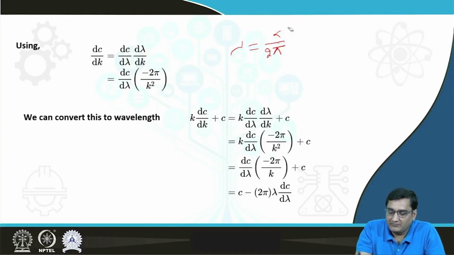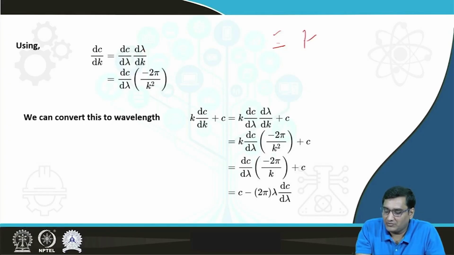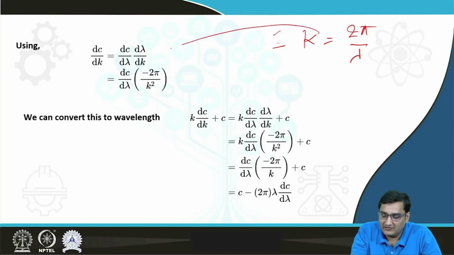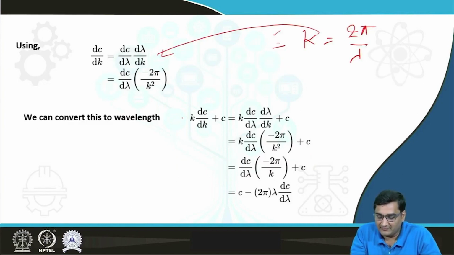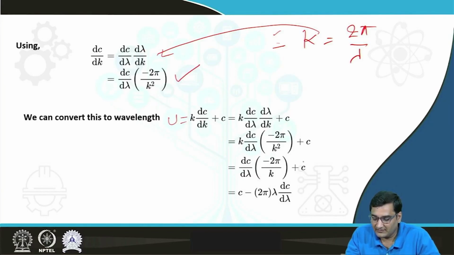I'm sorry. So here k is equal to 2 pi by lambda. When you put that into this equation, what you will get is dc by d lambda in brackets times minus 2 pi by k square. And now we can convert this into wavelength. So if you remember the previous relation, k dc by dk plus c is equal to u. So when we rewrite it, dc by dk we can replace with this term. Then what you will get is this.